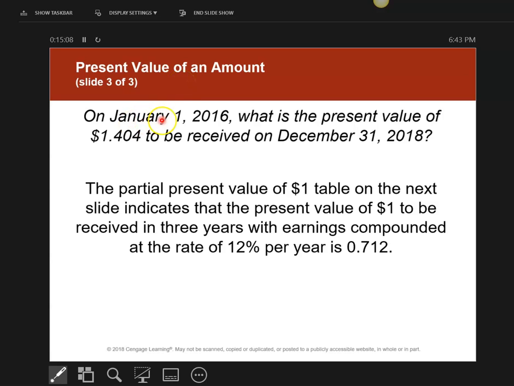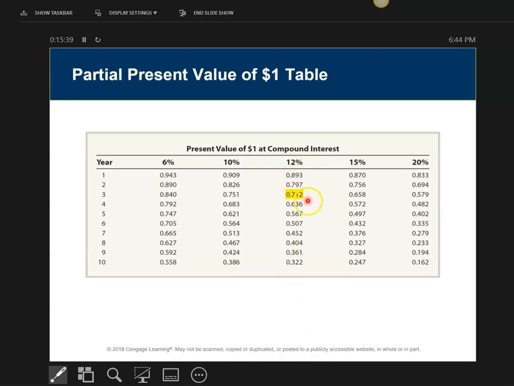So on January 1st, 2016, what is the present value of the $1.404 that I'm going to get at the end of 3 years? So now I'm going to take the future amount and say, hey, what is it worth today using my present value charts that were in Chapter 12 of Accounting 1A? Okay, so that 1.404 in the future, what is it worth today based upon 12% and 3 years? So here's my 12%, 3 periods.